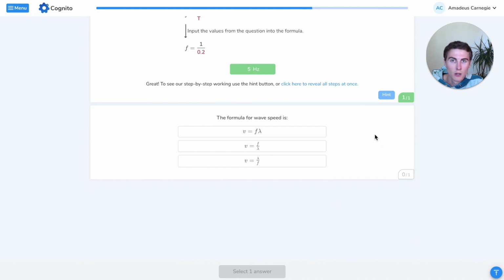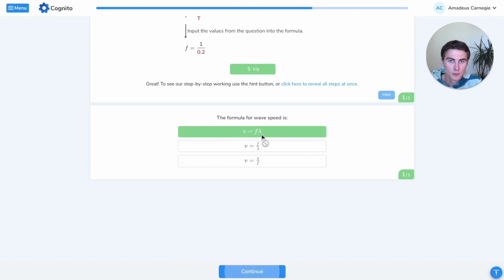Okay. So the formula for wave speed this time is this top one. So wave speed is equal to the frequency of the wave, so how many hertz it is, times the wavelength, so how long each wave is. You're basically doing how many waves there are each second times by how big each of those waves are, and that will tell you how far it's going each second.